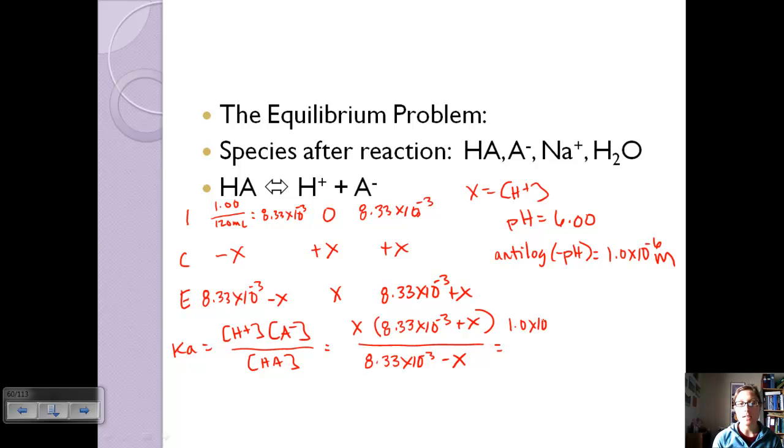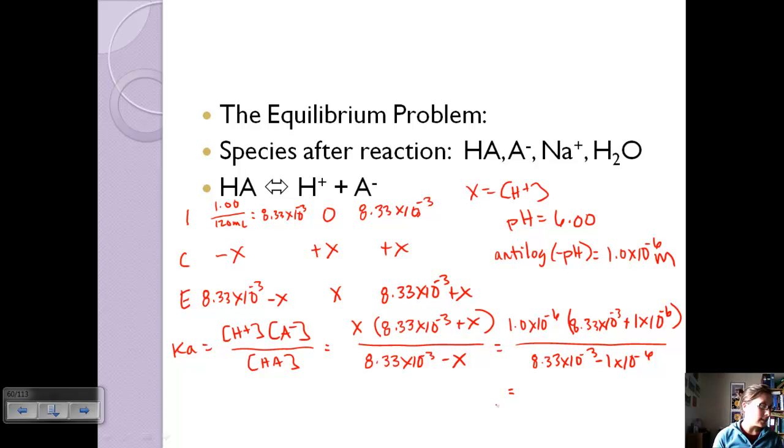So 1 times 10 to the negative 6, times 8.33 times 10 to the negative 3 plus 1 times 10 to the negative 6, divided by 8.33 times 10 to the negative 3 minus 1 times 10 to the negative 6. Okay, and if you do all of that, you should get 1 times 10 to the negative 6 as our Ka value.